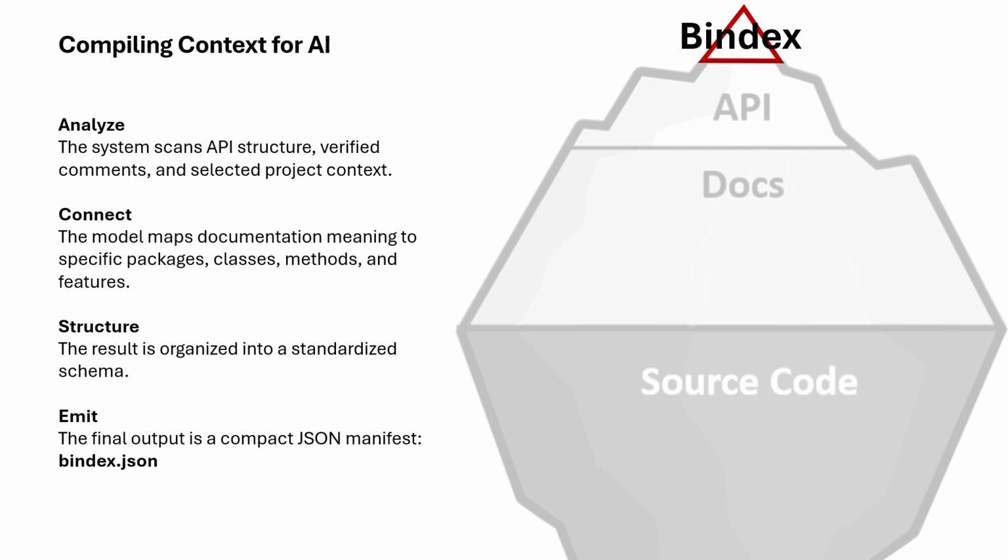The pipeline has 4 stages. First, it analyzes the API structure, verified comments, and selected project context. Second, it connects that meaning to the relevant packages, classes, methods, constructors, features, and extension points. Third, it structures the result using a standardized schema. Finally, it emits a compact file, bindex.json. Under this model, the codebase remains the source of truth. If a detail is important for correct integration, it should be captured in verified code-adjacent context. Otherwise, we should not expect the AI to use it reliably. The output, bindex.json, becomes the AI's compact map to the library.